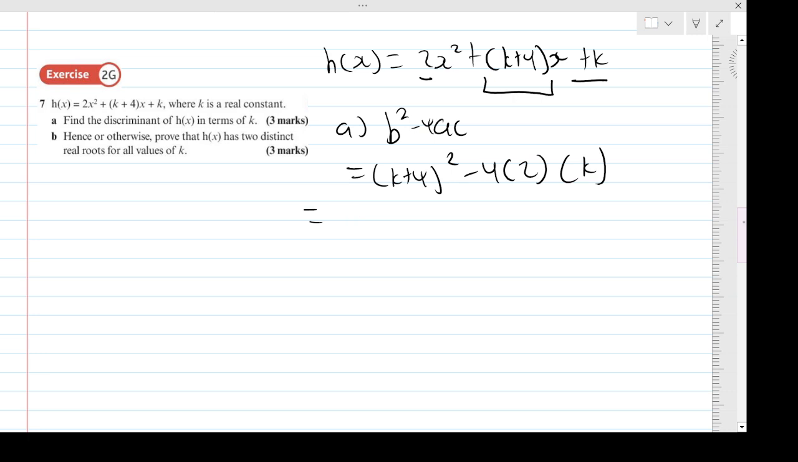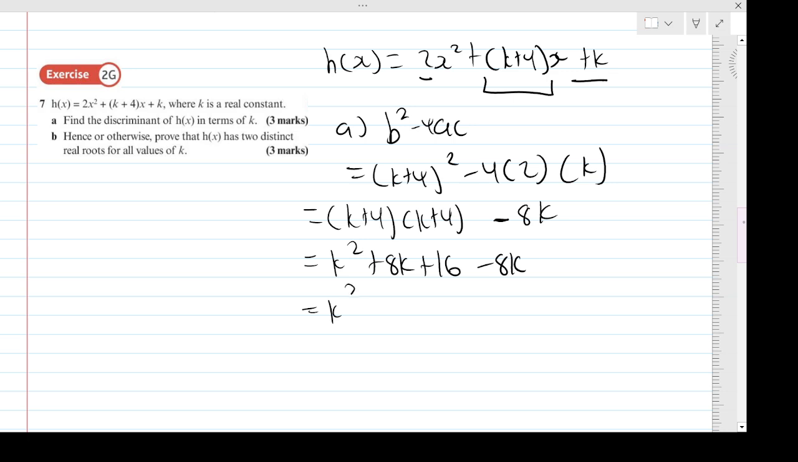So k plus 4 squared is k plus 4 times by itself, minus 4 times 2 times k, that's 8k. Then I can expand the bracket. We have k squared, k times 4, and another k times 4 would be 8k, and 4 times 4 is plus 16, then take away 8k. If we simplify, the 8k and take away 8k cancel each other out, so we're left with k squared plus 16. And there we are, that's part A done.